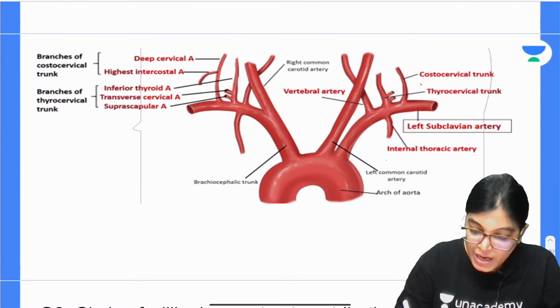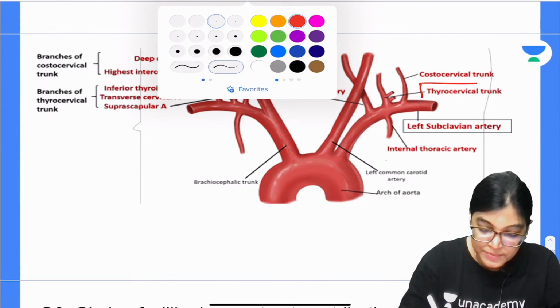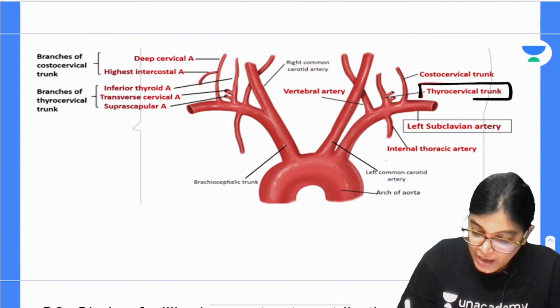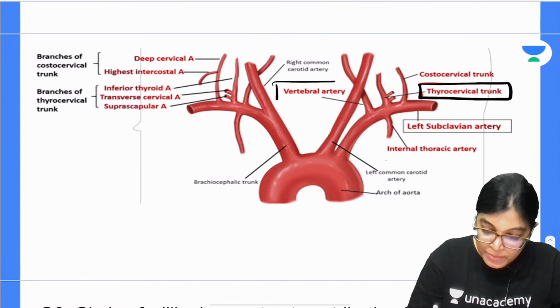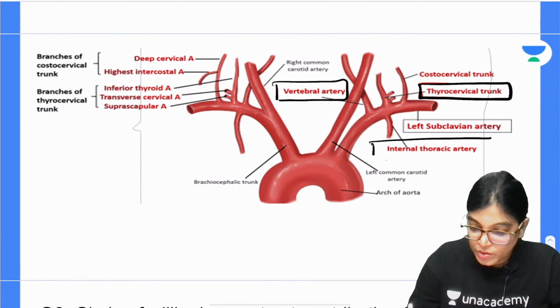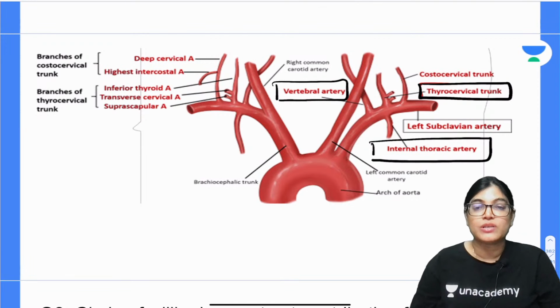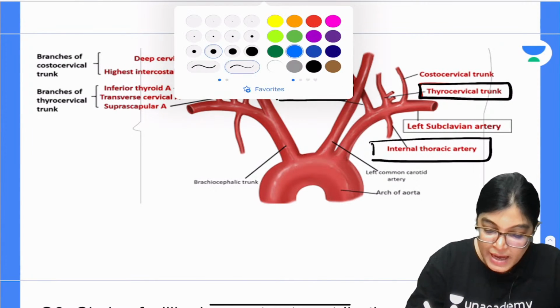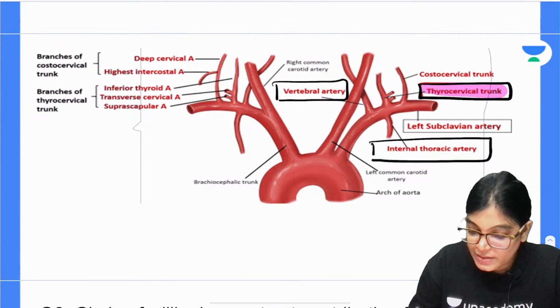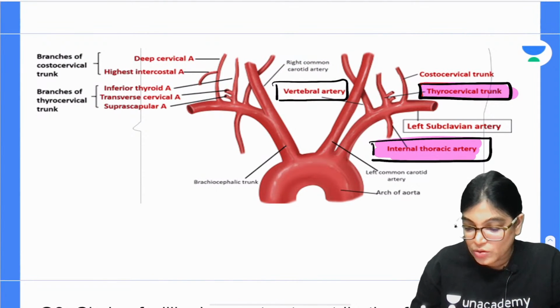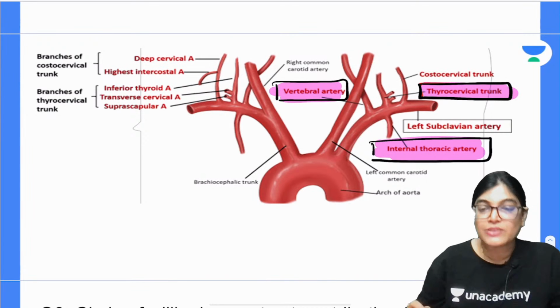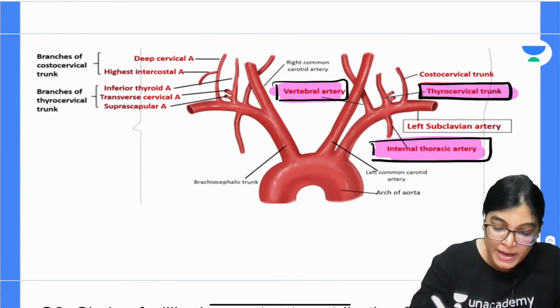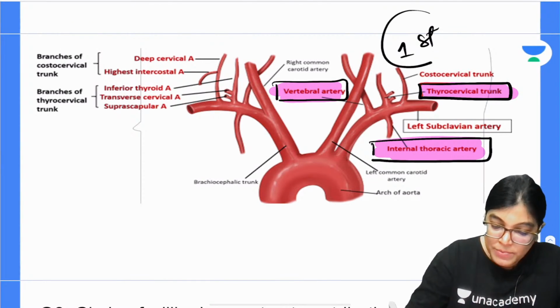First part branches are the thyrocervical trunk, the vertebral artery, and the internal thoracic artery. Can you see here? These three branches, the thyrocervical trunk, the internal thoracic artery and the vertebral artery, are the branches from the first part of the subclavian artery.